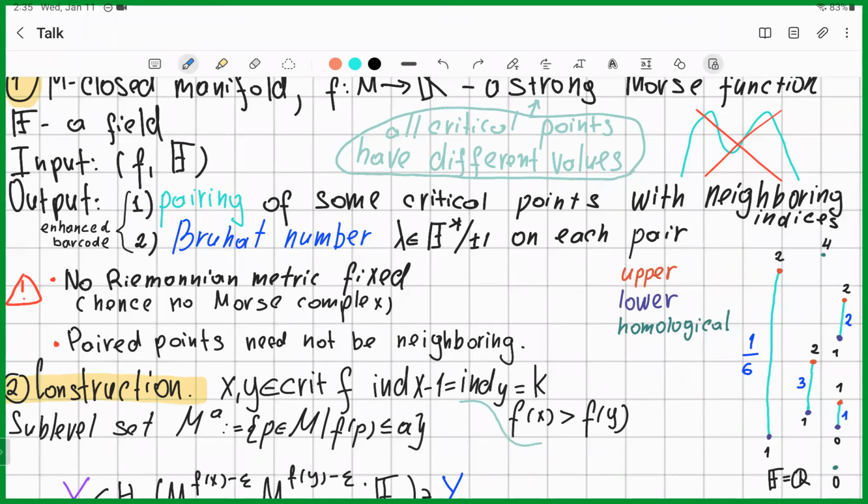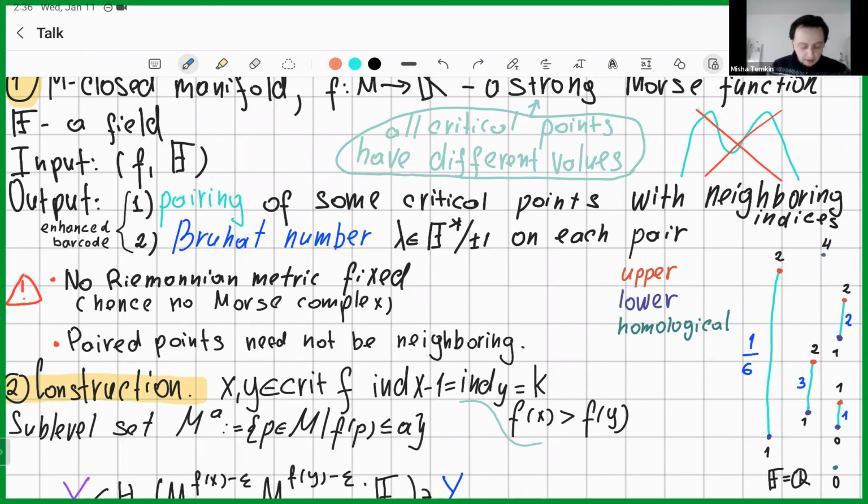Since you don't fix a metric, they a priori do not depend on the metric. I will take a function and a field as an input, and even during the course of the construction, I will not fix any metric. The construction will be only in terms of the input, only in terms of the function. There is an alternative way to define it using the Morse complex, but I can talk about it later, in the end.